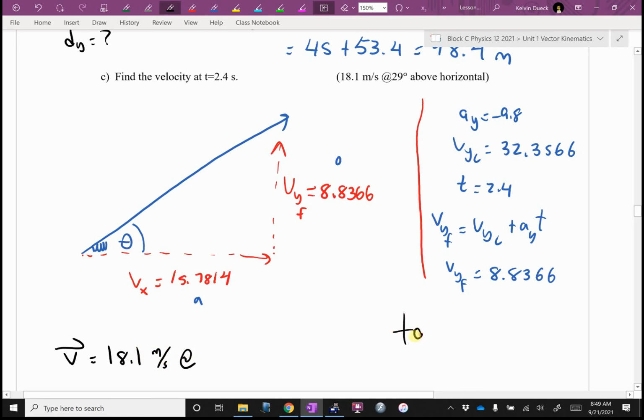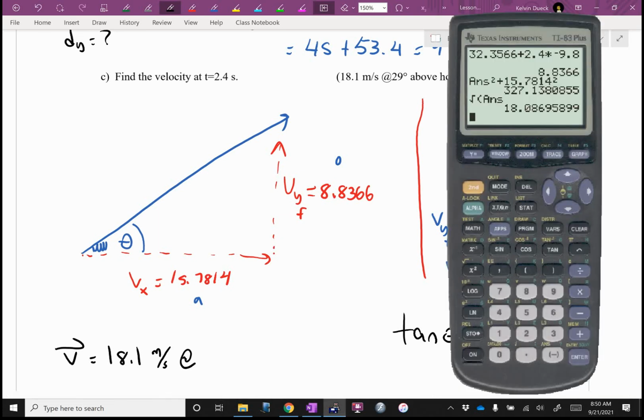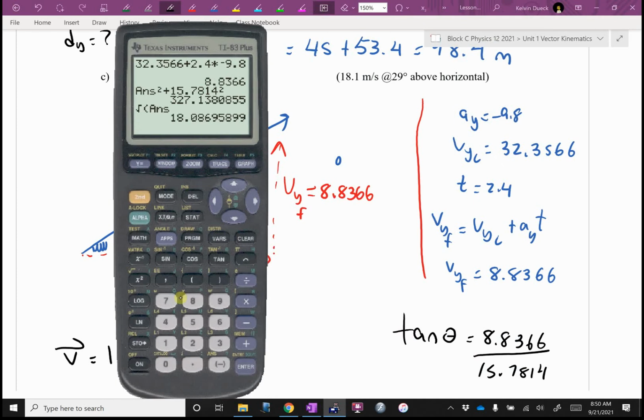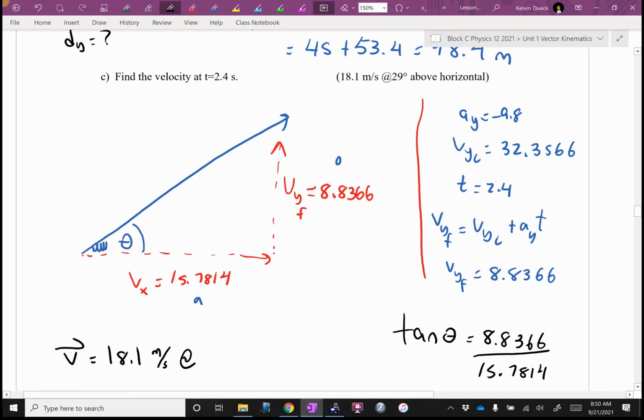And theta is going to be shift tan of 8.8366 over 15.7814. I get 29 degrees, 29.2. I'll go 29 degrees.